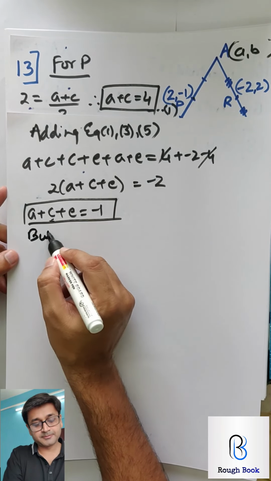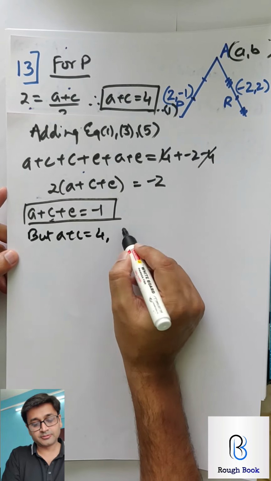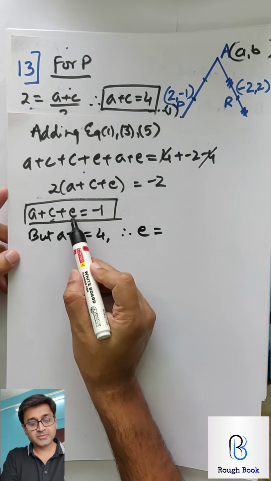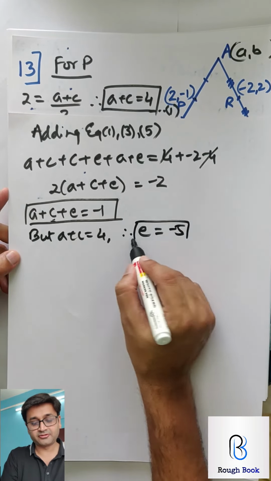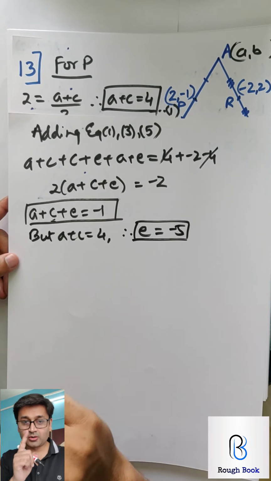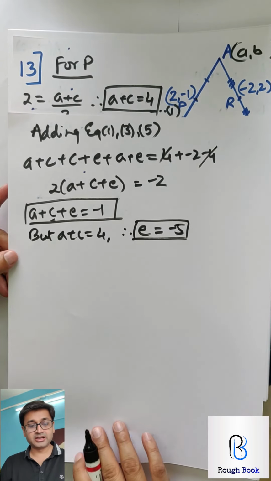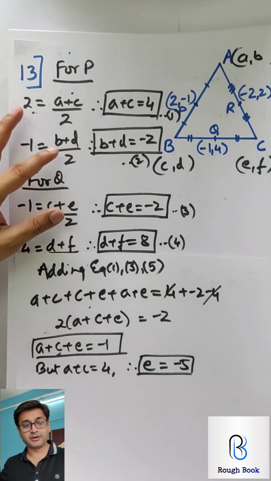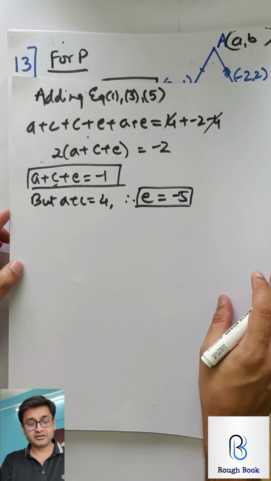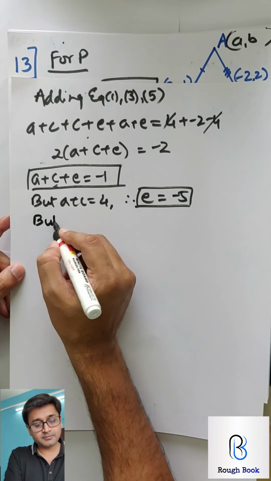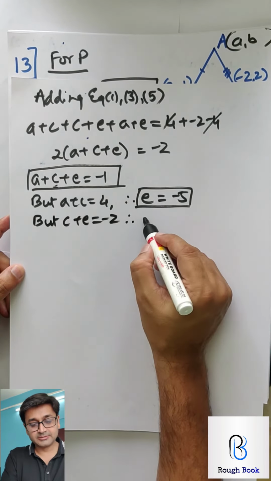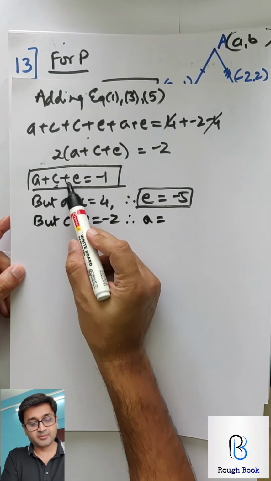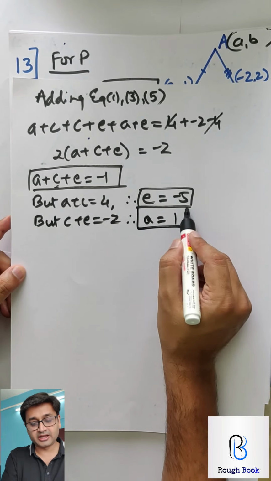So you say but a plus c is 4 and therefore e. If this is 4, 4 goes on the other side, so e will become minus 5. So we at least got one coordinate. Now look at the next equation that we picked up, c plus e is minus 2. So I will say but c plus e is minus 2, c plus e. So therefore what is left is a. Minus 2 goes on the other side, what will I get?